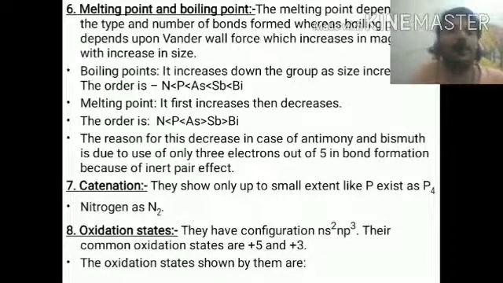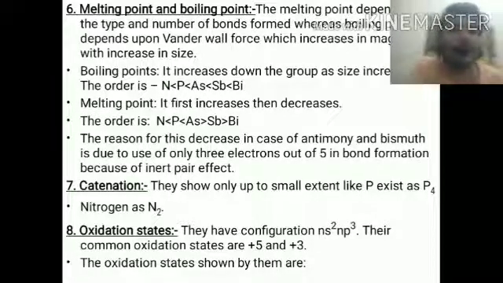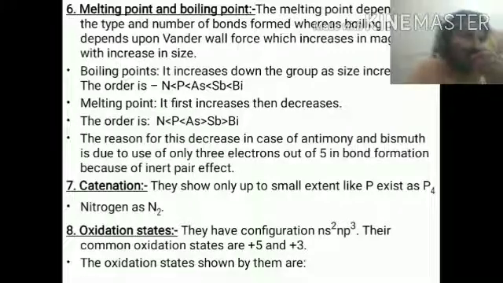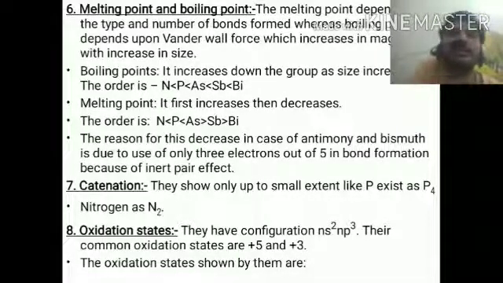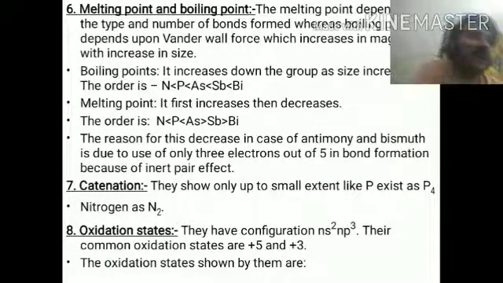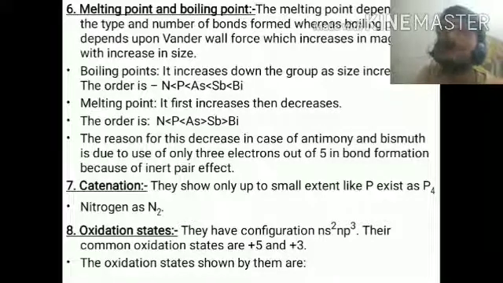Point number 8, oxidation state means the number of valence electrons present in the outermost shell. The nitrogen family has the electronic configuration ns2 np3, means it contains 5 electrons in the outermost shell. It requires 3 more electrons, so that's why it shows the -3 oxidation state. It can donate 5 electrons, so we can say it shows the +5 oxidation state.